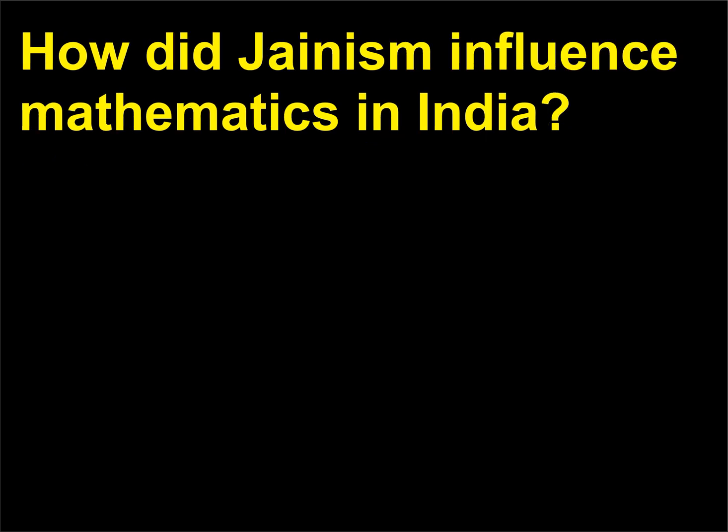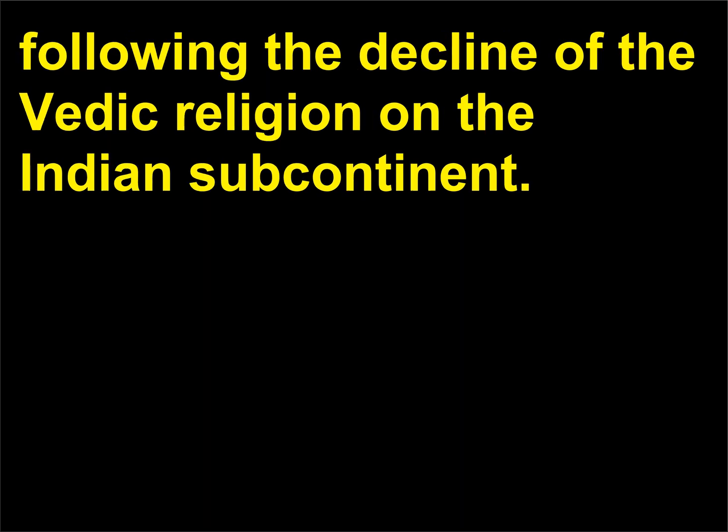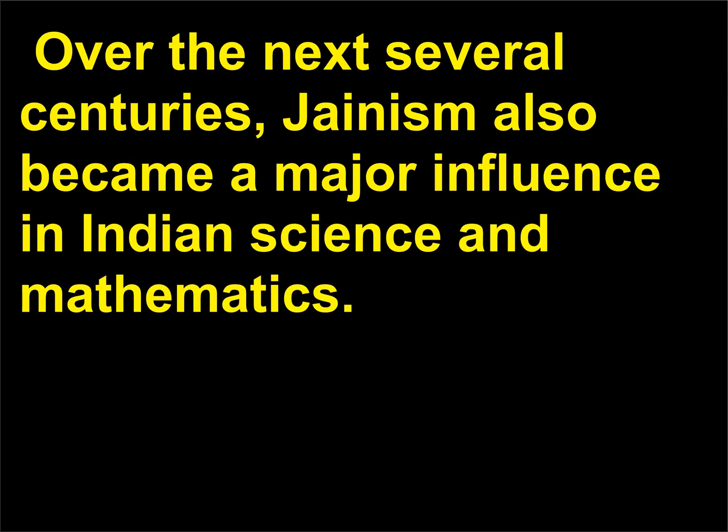How did Jainism influence mathematics in India? Jainism was a religion and philosophy founded around the 5th century BCE. Following the decline of the Vedic religion on the Indian subcontinent, along with Buddhism, it became one of the area's main religions. Over the next several centuries, Jainism also became a major influence in Indian science and mathematics.